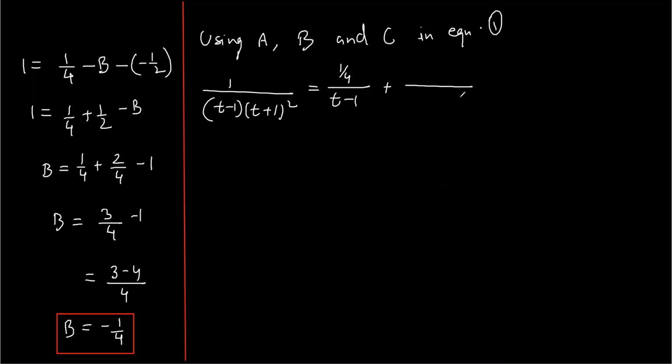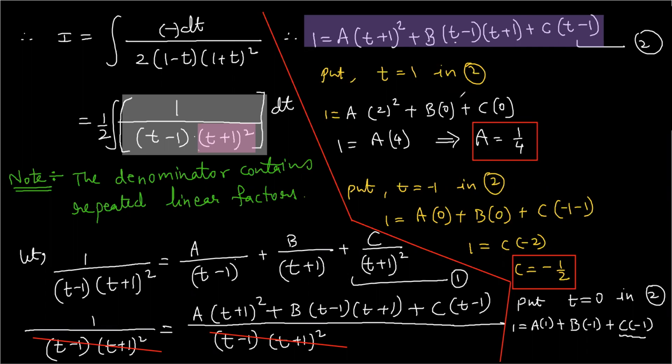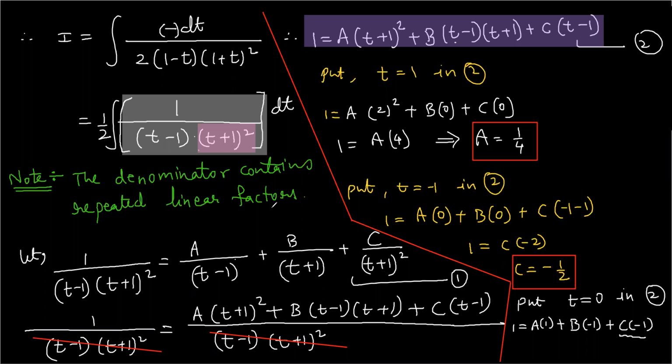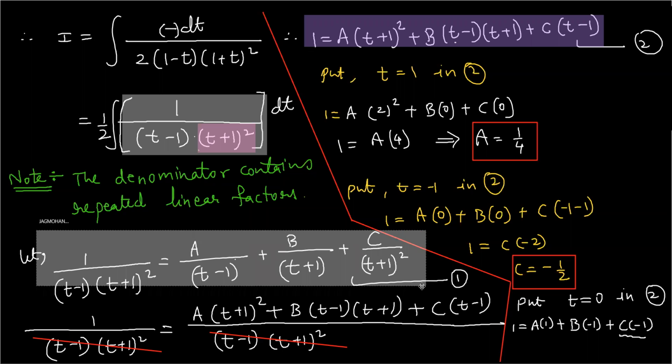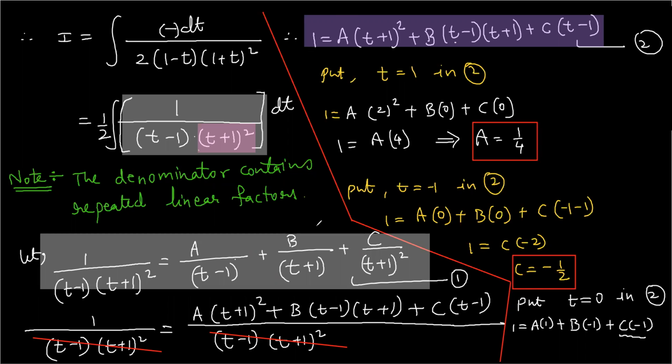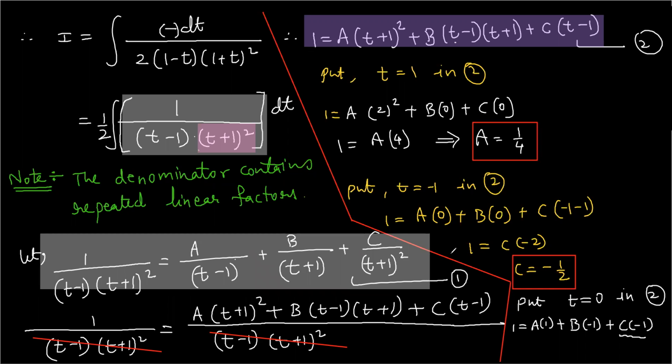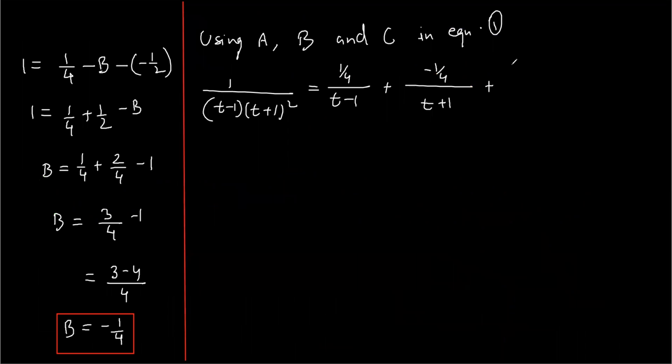What is the value of B? B we got as minus 1 by 4. So we got minus 1 by 4 upon T plus 1. See, here it is T plus 1. We are working on this step. So B upon T plus 1, B is minus 1 by 4 upon T plus 1, plus C upon T plus 1 square. And what is C? C is minus half. So I got plus minus half upon T plus 1 the whole square.